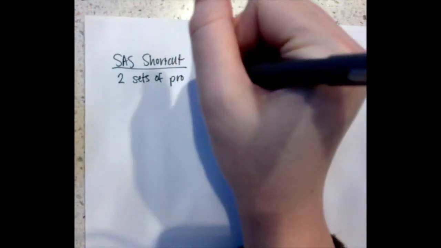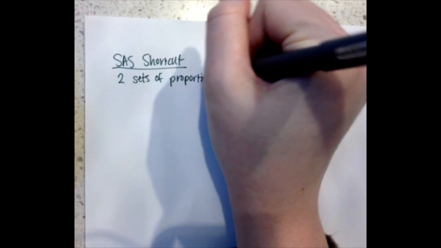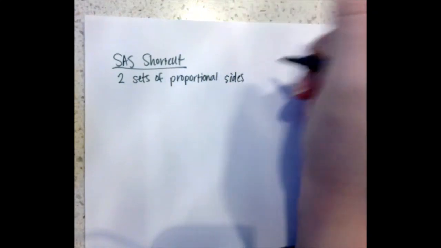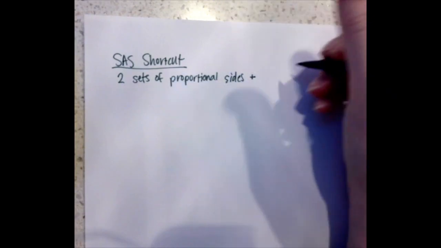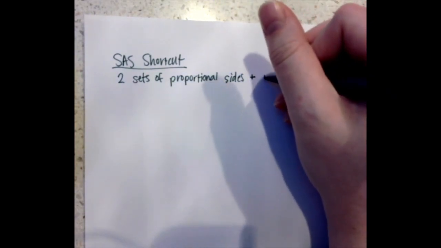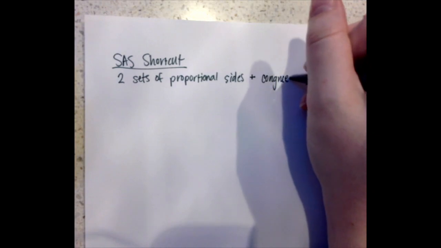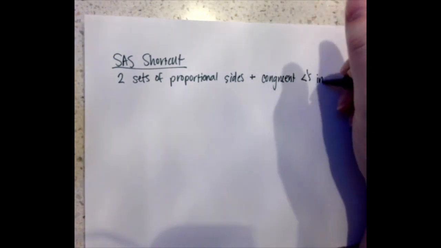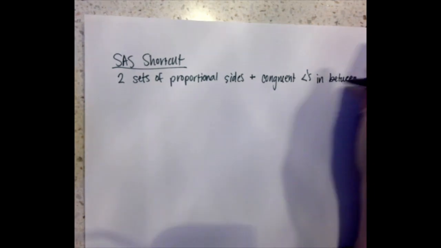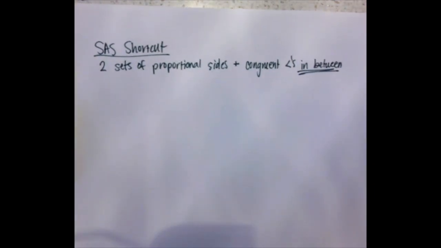And this one is pretty specific because you need two sets of proportional sides and not just any angle. So you need two sets of proportional sides and congruent angles in between. So you need the angle in between the two sides that are proportional to be your angle. So if you find another angle that's not in there, that won't work. It has to be side, angle, side in that order. The angle has to be in between the two sides.